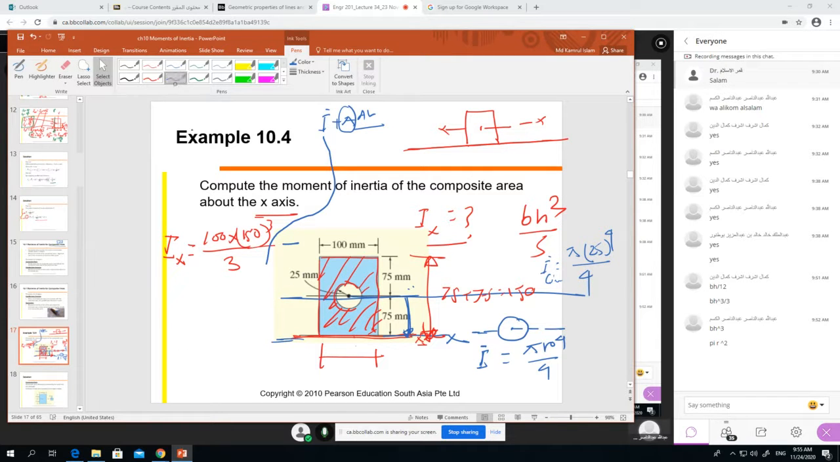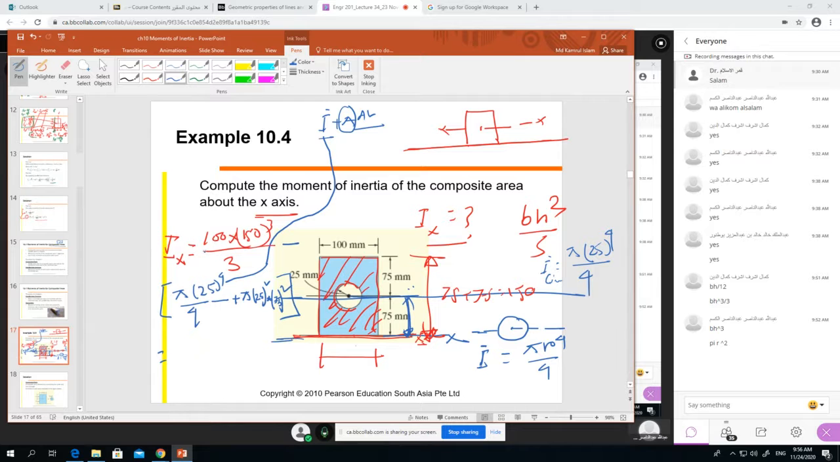So minus here, then pi, 25 to the power 4 divided by 4. This is the center, plus area. Area is pi R square, R equal to 25, square, into D square. What is the D? D is here 75. D is 75 square, right? And then finish. So now do the calculation and tell me.